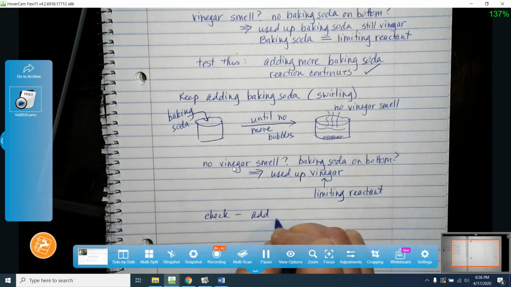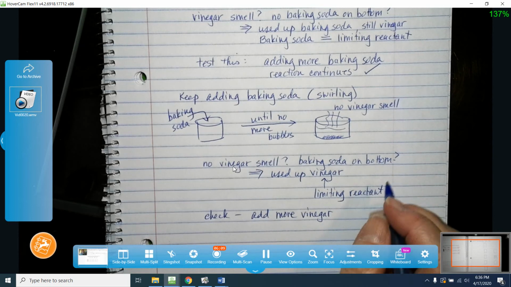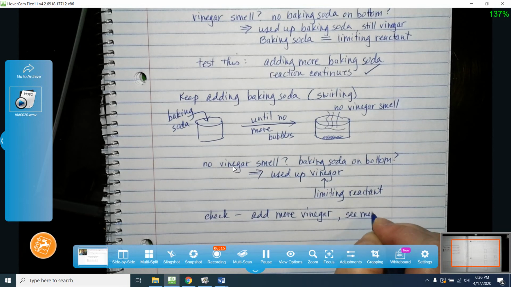Add more vinegar. And when you do that, you should see more bubbles. Okay, add more vinegar, see more bubbles, more reaction.